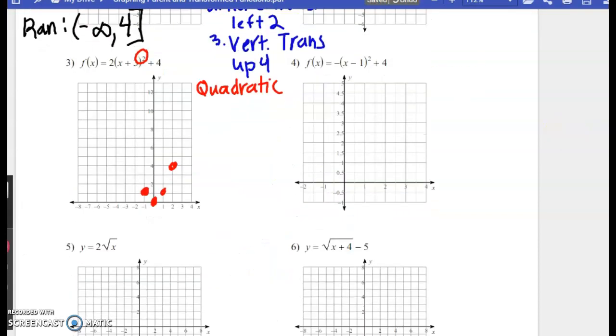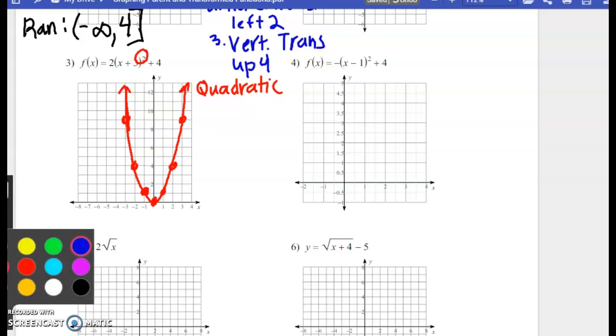I'm literally taking the points that I plotted in my notes and just plotting them on this graph. You have your notes for now. 2, 3. So here is my U-shaped parent. But I don't have the parent.